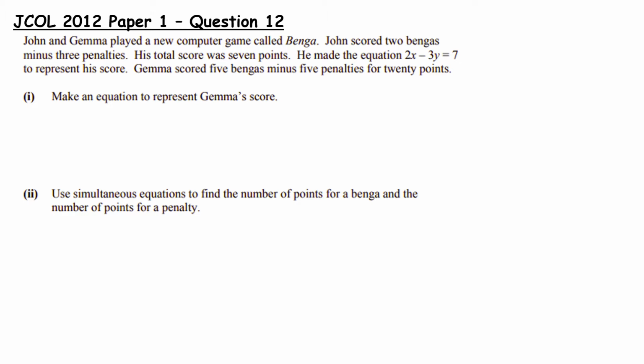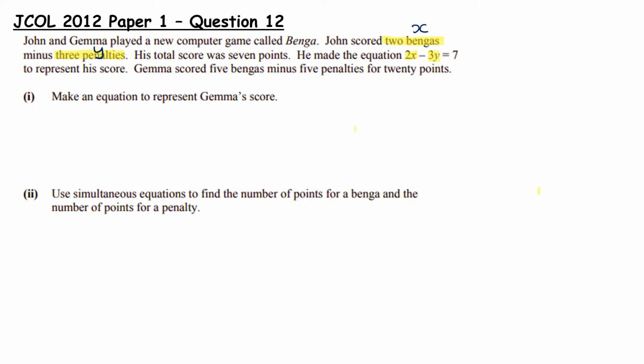Okay, so let's break this down a little bit more. John scored 2 Bengas, which in the formula was 2x. So therefore each Benga he has said is worth x. Minus or take away 3 penalties, which is 3y, which means each penalty is represented by y. His total score, so when he puts these together, it equals 7.